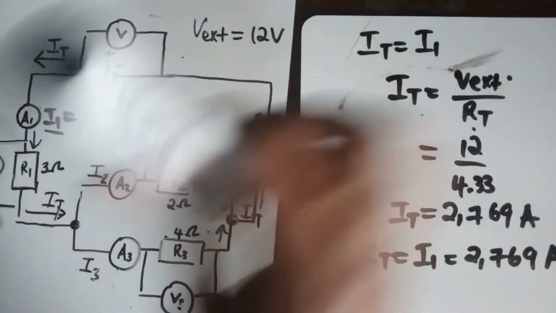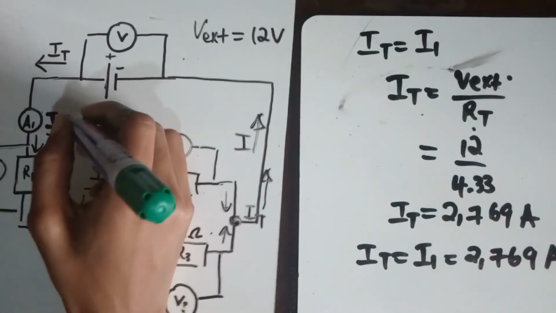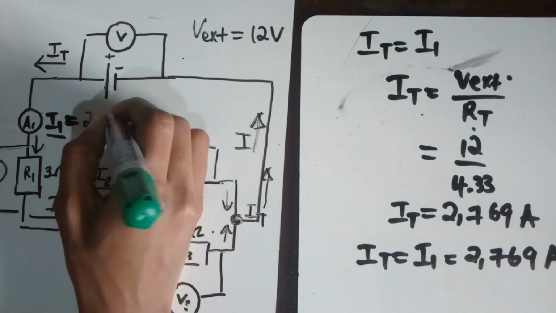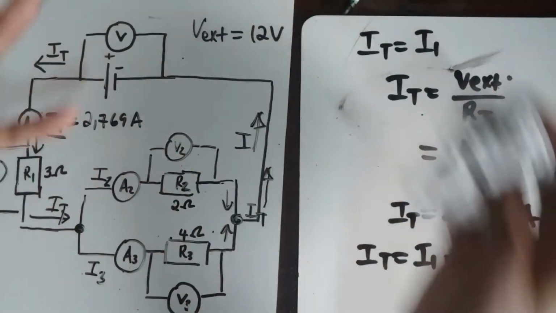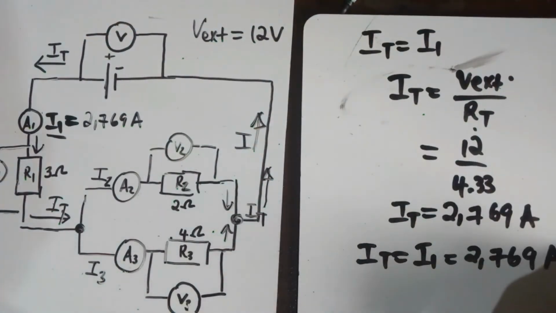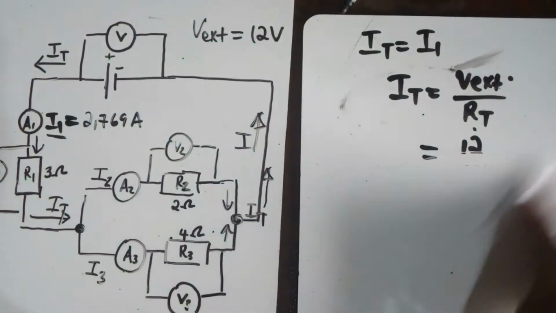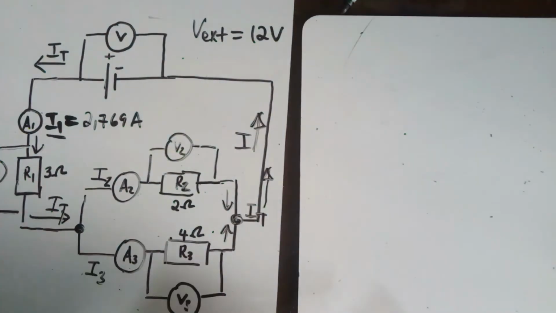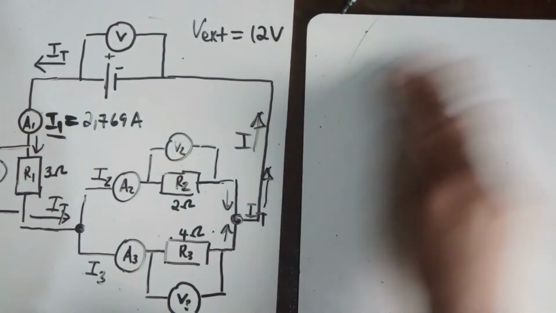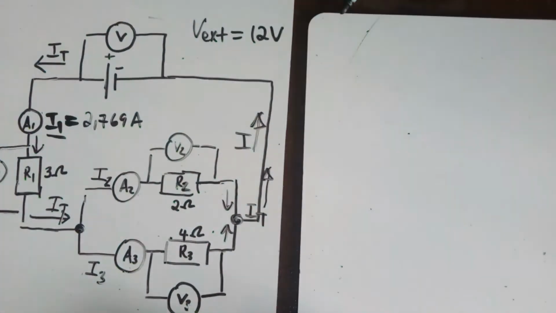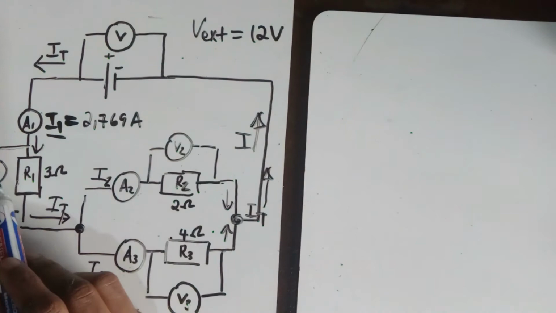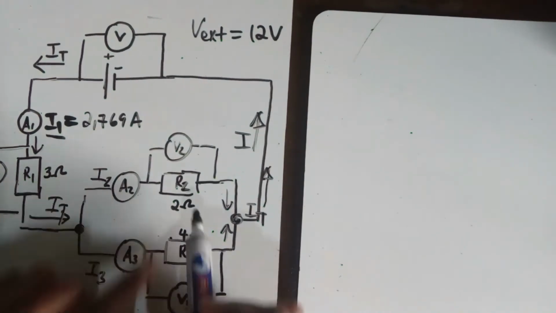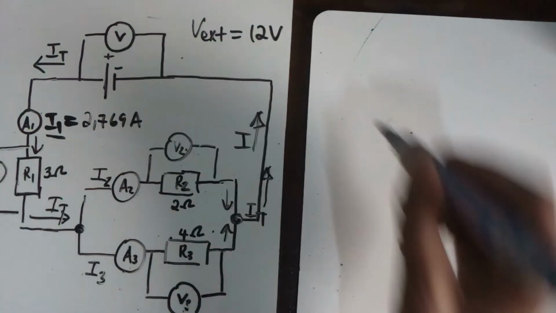So let's write that. So that will be 2,769 ampere. Okay, so that is the total current. So the second question is saying to us, calculate the reading on voltmeter V1, V2, as well as V3. So we want the reading here, here, as well as here. So let us start with V1.